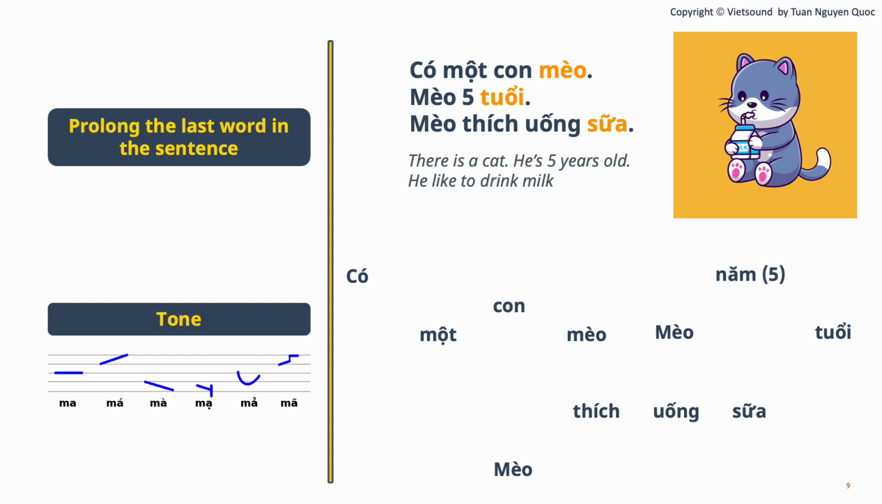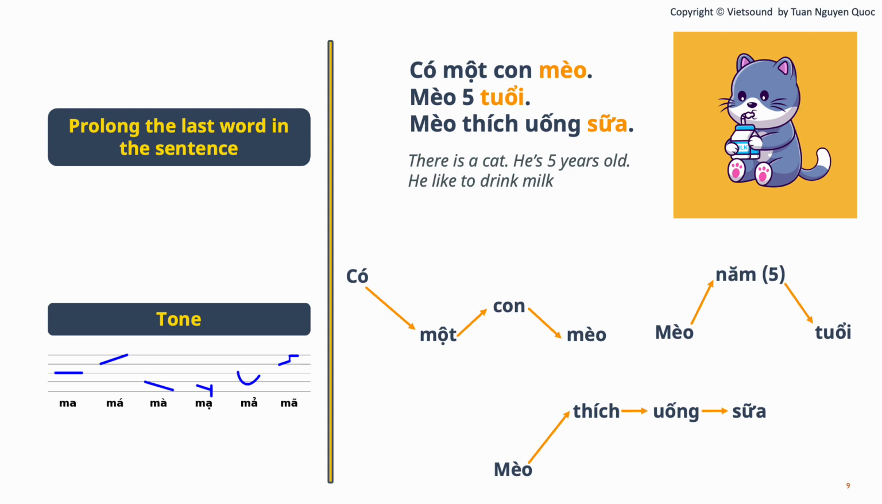The second one you have to remember about the intonation is in Vietnamese we have 6 tones, and that's why sometimes in the sentence you have to raise your voice, sometimes you have to lower your voice because of the tone, and sometimes when you speak Vietnamese you sound like a song. Okay, let me read the story again at a low speed. Có một con mèo, mèo 5 tuổi, mèo thích uống sữa.